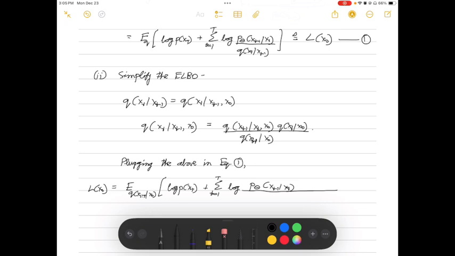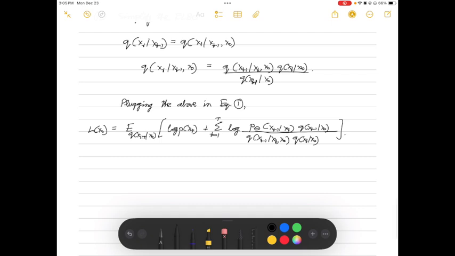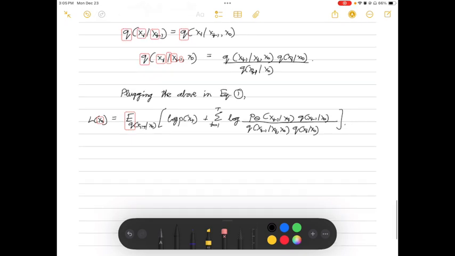Now for the denominator, we will plug in this, and we get q of xt minus 1 given xt and x naught times q of xt given x naught, and the denominator of that term will move into the numerator of this current term, which is q of xt minus 1 given x naught. Pretty straightforward, nothing new. Now we're going to have to break this term up into two separate summations to simplify.